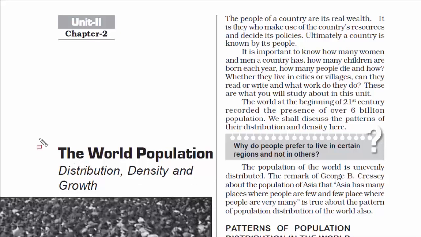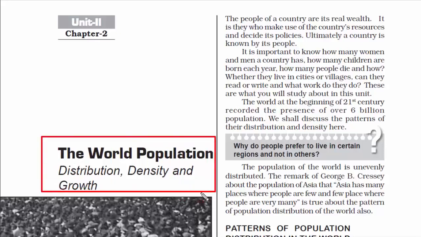Chapter 2, the world population. So these three terms, distribution, density and growth, it is very essential to understand them. By distribution we mean the way people are spread on earth.